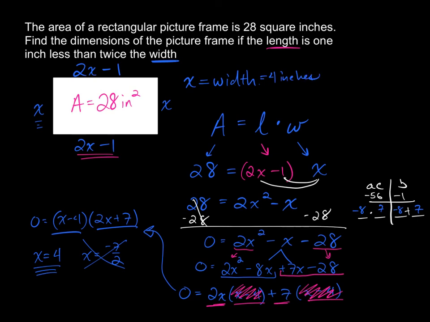But it asks for the dimensions, plural. So we have to figure out what the length of this is. And it's easy enough. We can just substitute 4 into this x here to get 2 times 4 minus 1, which means that the length is 7 inches. There are your answers for this exercise.